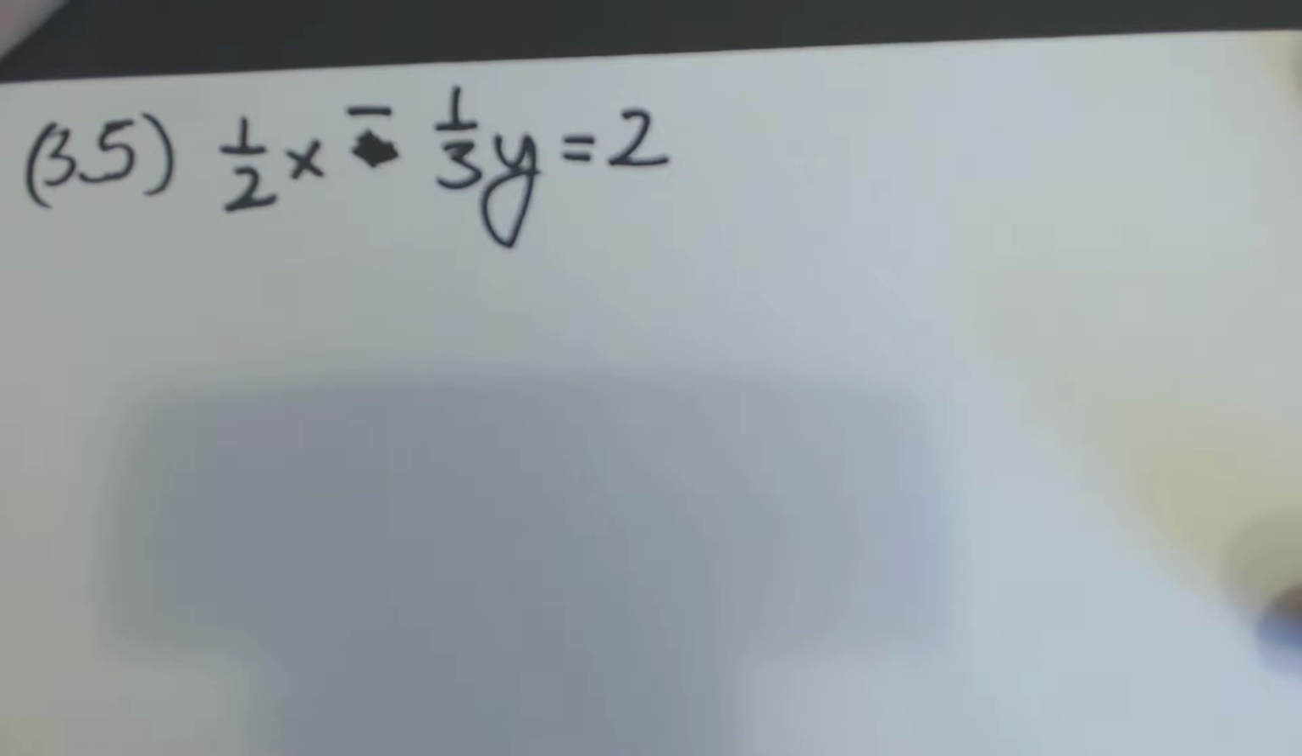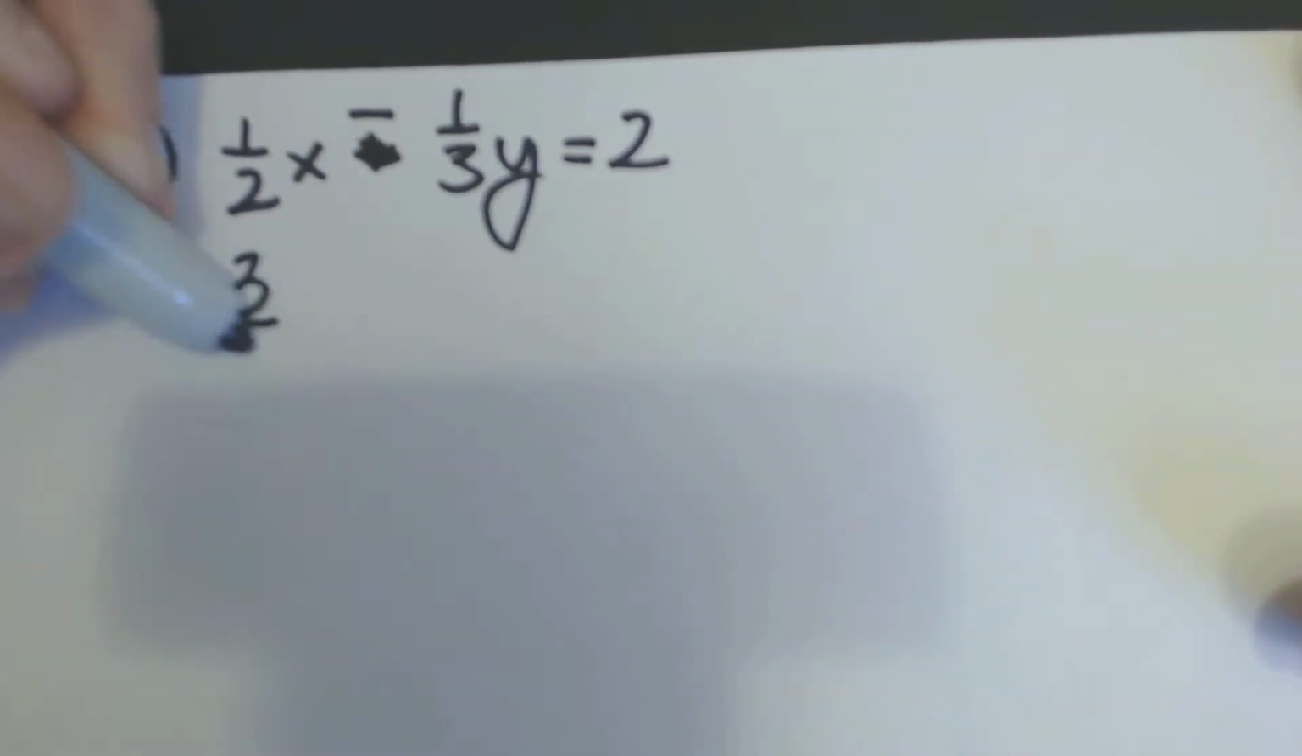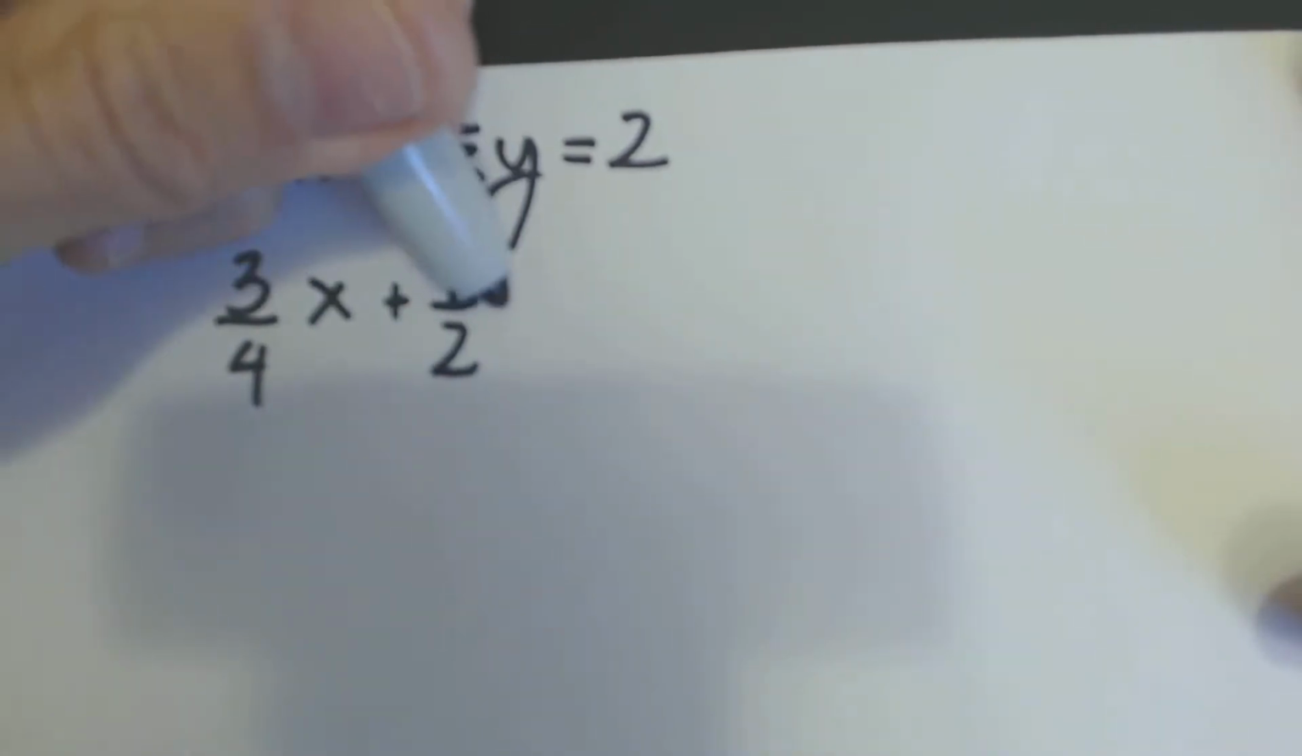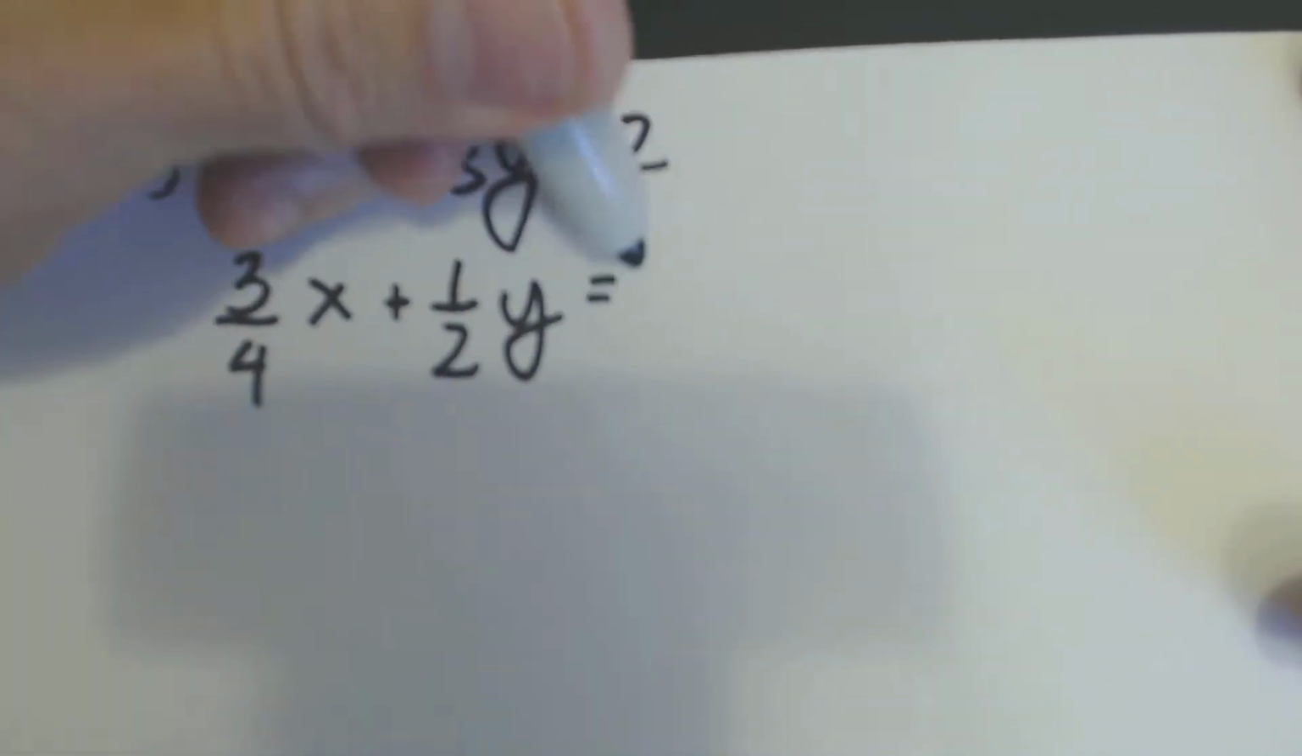Chapter 3 and 35. Again, we're solving a system of equations. The first equation is 1/2 x minus 1/3 y equals 2, and the second is 3/4 x plus 1/2 y equals 3.